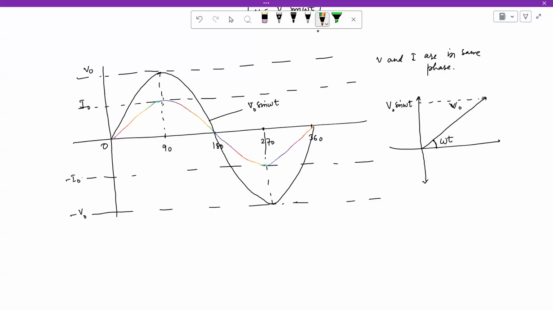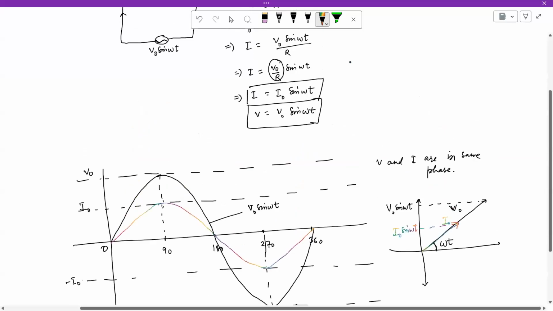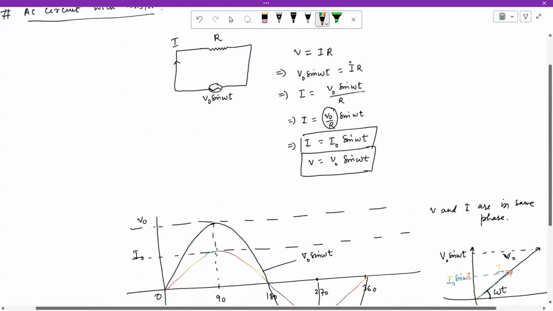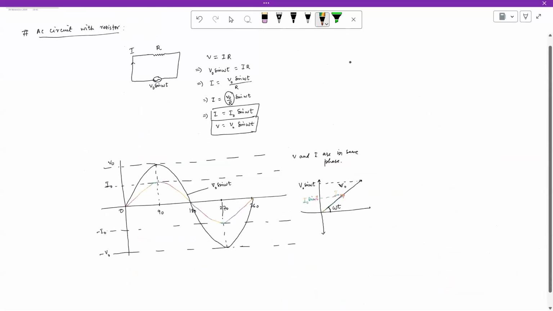Similarly, what would be I naught? So I naught would be the same, but with a smaller amplitude. This is I naught, and this would be I naught sine omega t. So these are all the attributes of the resistive circuit, right? They are in the same phase, and I naught is V naught by R. So this is the resistor circuit. Please note it down.